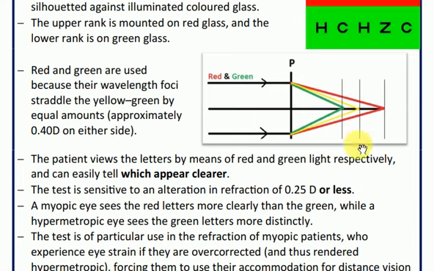A myopic eye sees the red letters more clearly than the green, while a hypermetropic eye sees the green letters more distinctly. The test is of particular use in the refraction of myopic patients who experience eye strain if they are overcorrected and thus rendered hypermetropic. So then they are forced to use their accommodation for distance vision.